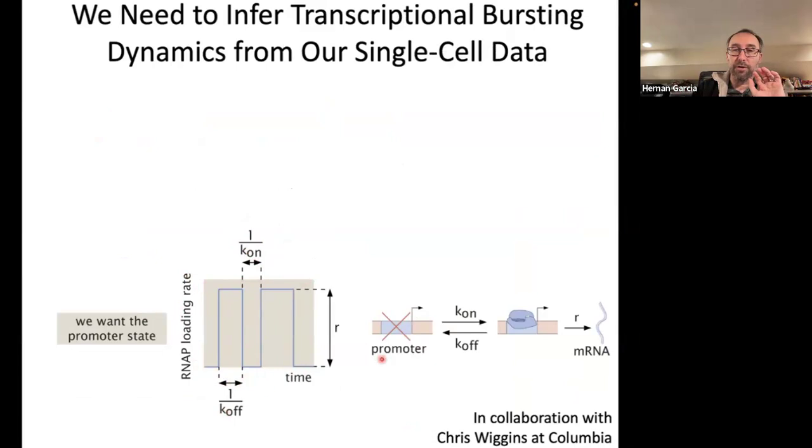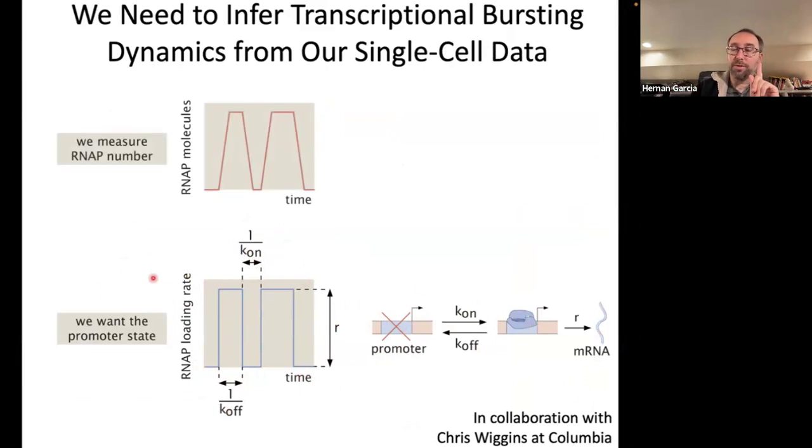You would measure K on, K off, and R, the three parameters of the two-state model, and you would be done. The problem is that our technology doesn't measure the promoter state directly. The promoter state is hidden from our view. What we measure is the number of polymerase molecules on the DNA that are actively transcribing. And these two quantities are not the same, but they're related. And you need to do an inference in order to relate the two.